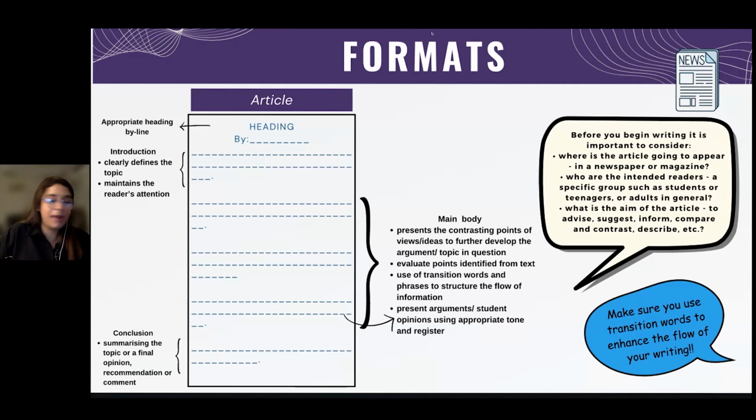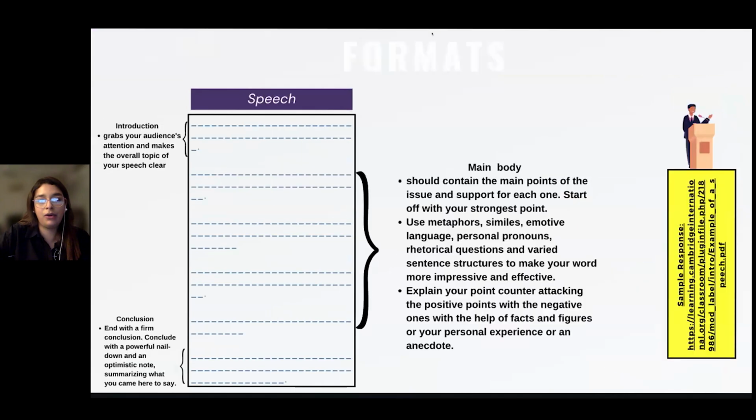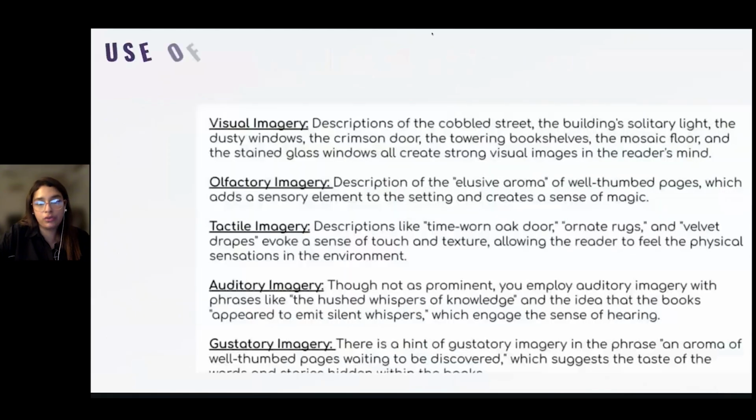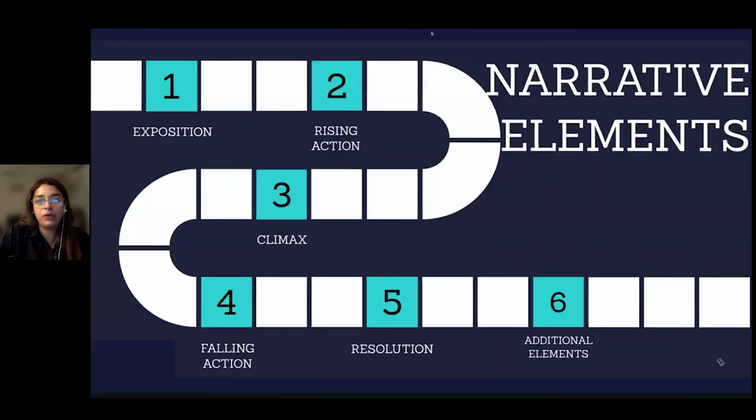Okay, when it comes to planning out a narrative, I always tell my students to keep in mind this diagram, which is basically called the story arc as well. So basically, you need to know exactly where you want your story to start and where you want it to end.